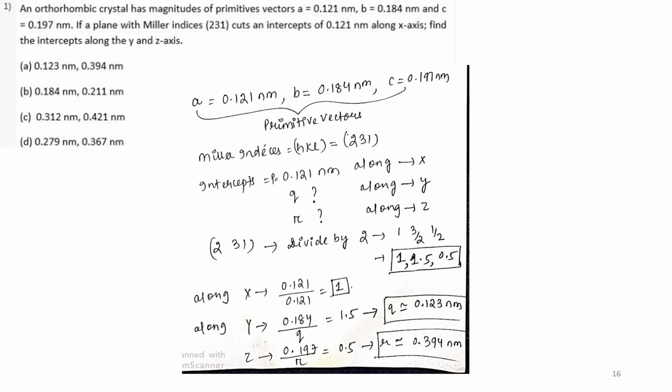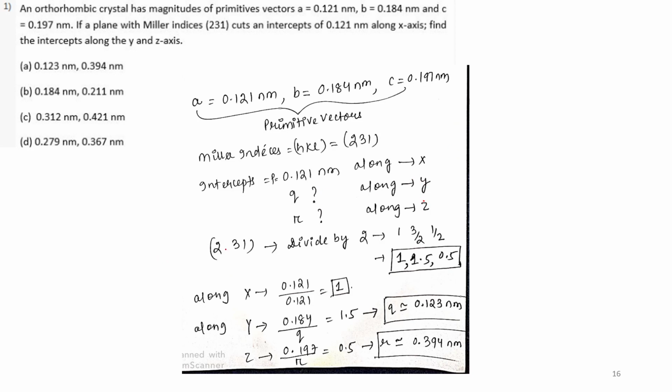The Miller indices are also given, it is 231. So now we have to find the intercepts. Along the x-axis, the intercept is already given, that is the p value. Now we have to find q and r, what will be along the y-axis, and similarly along the z-axis.